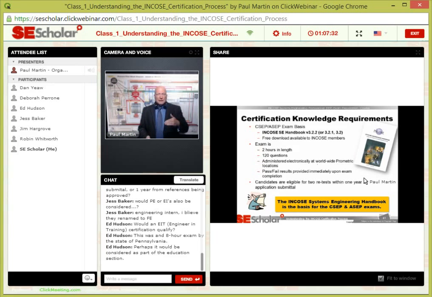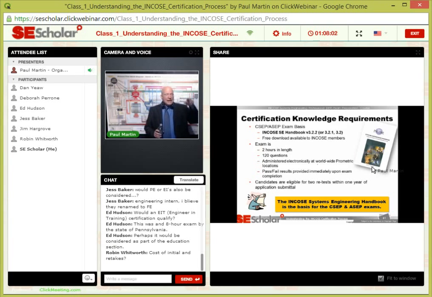So it says here, candidates are eligible for 2 retests within 1 year. I've actually had students do this. They fail once, fail twice, third time's the charm. They actually studied and they were able to pass. But within a year, that's why in a way you want to schedule your exam as close to your application coming in as possible. Really, if you do the exam first, work your application, get it in, and then start studying for the exam, you could do it within a few months or something. That'd be good. Or a few weeks.